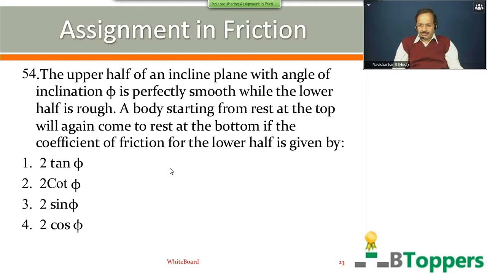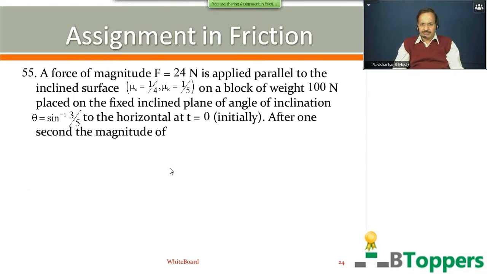In case you need more time to answer this question, you take a pause and take your time. I am going to show you the next question on screen. See the question number 55. A force of magnitude capital F equal to 24 Newton is applied parallel to the inclined surface (within bracket mu s equal 1 by 4 and mu k equal 1 by 5) on a block of weight 100 Newton placed on the fixed inclined plane of angle of inclination theta equal to sine inverse 3 by 5 to the horizontal at small t equal to 0 initially.